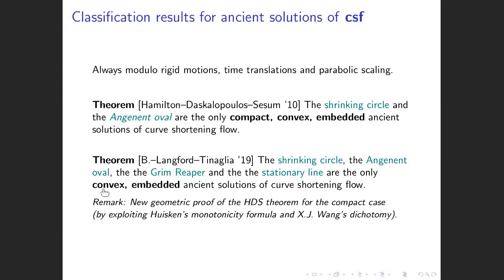But let's say here, convexity and embeddedness are both necessary. Convexity, we've already shown the hairclip solution, the grim reaper is going up and down. So this is an example that is non-convex. And embeddedness is also necessary because there are these Abresch-Langer curves that look like flowers, that have certain symmetries, are non-embedded, and are self-similar.